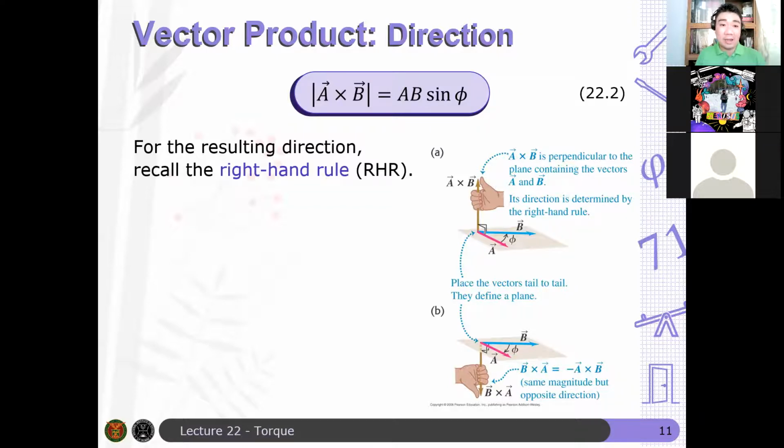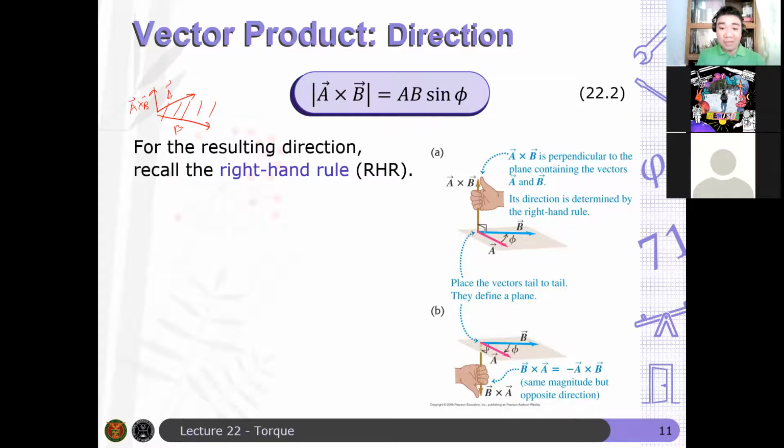Kasi pwede ka mag-create ng, wala pa pala kay Math 22, no? So, pwede ka mag-create ng plane of A and B, tapos yung perpendicular sa kanila, which is A cross B, that is a vector that's perpendicular to both A and B, or to the plane created by A and B. So yun yung ibig sabihin, other interpretation ng cross product.